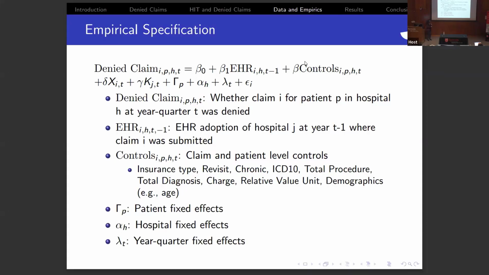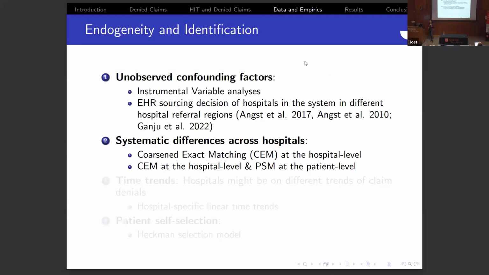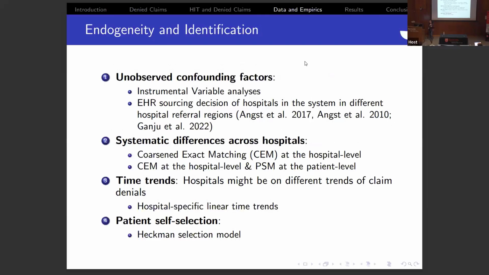And we control for time variance, patient characteristics such as age, and we can control for time invariant, unobserved heterogeneity among patients. So we observe the same patient over time, and we observe the same hospital over time. We also include year quarter fixed effects. There is always a bunch of endogeneity and identification problems in any empirical work.